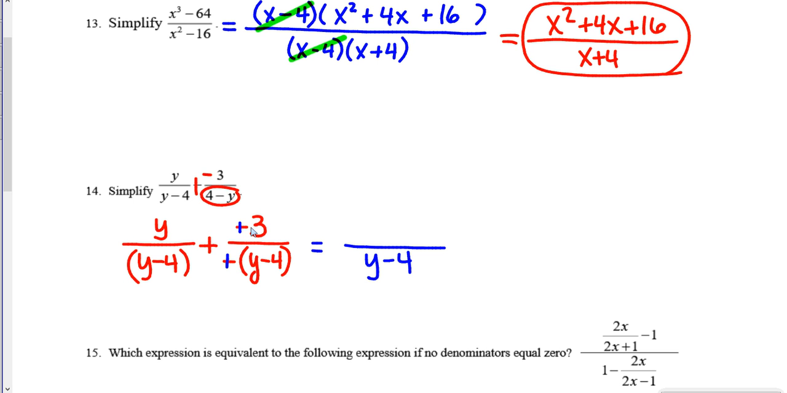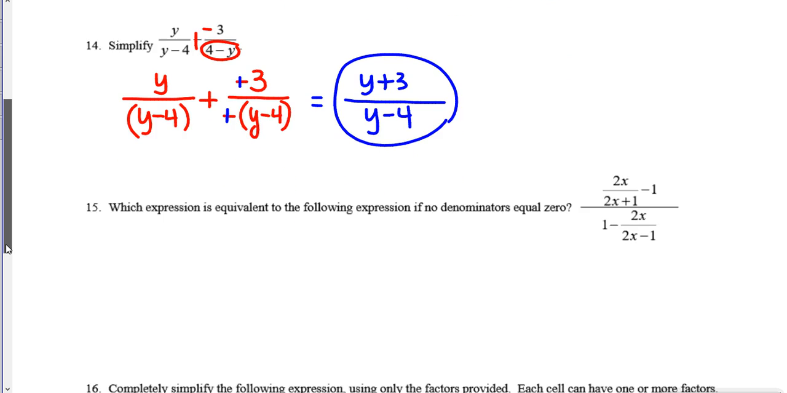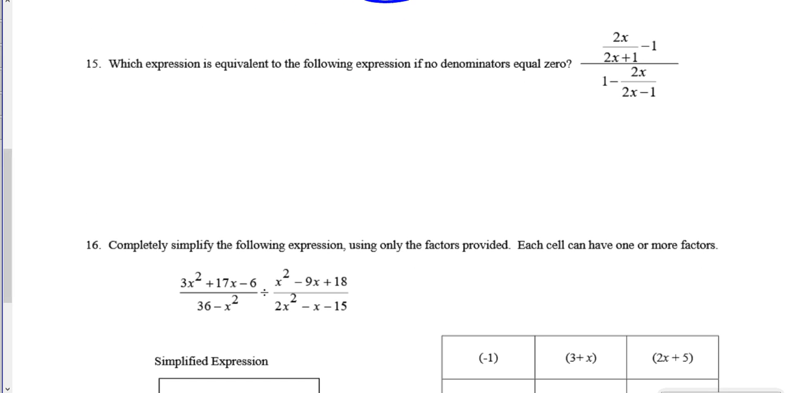On the top, I just add them together. I have y plus 3. And that's it, I'm finished. I can't reduce anything because these two are not factors, so I can't reduce those y's or anything. All right. Number 15 is a complex fraction.